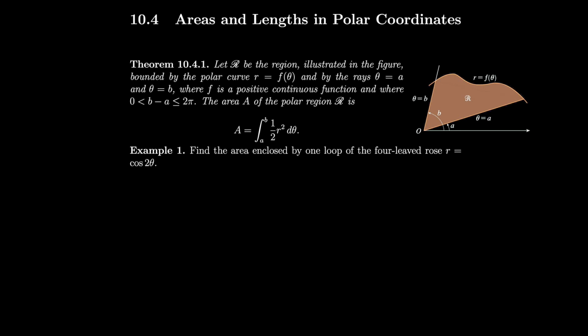Section 10.4 Areas and lengths in polar coordinates. Let R be the region illustrated in the figure, bounded by the polar curve r equals f of theta and by the rays theta equals a and theta equals b, where f is a positive continuous function and where b minus a is less than or equal to 2 pi. Then the area of the polar region is the integral of half r squared d theta.